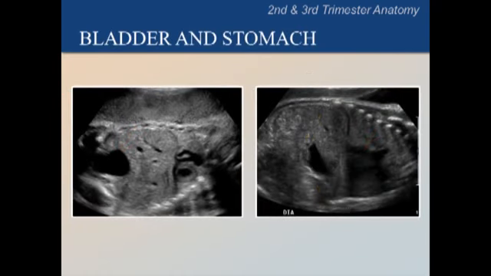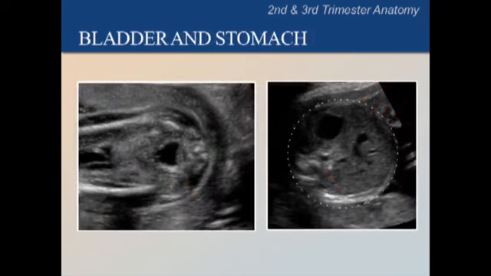It is sometimes easy to confuse the bladder and the stomach. Both are anechoic. The bladder is low near the legs. The stomach is high near the ribs. We point out the heart in both of these images to further help orient you. Here are the transverse views of the bladder and the stomach. The bladder is low near the legs.